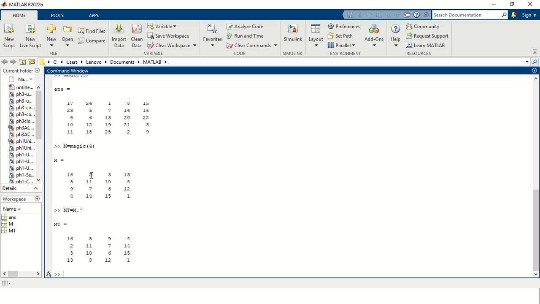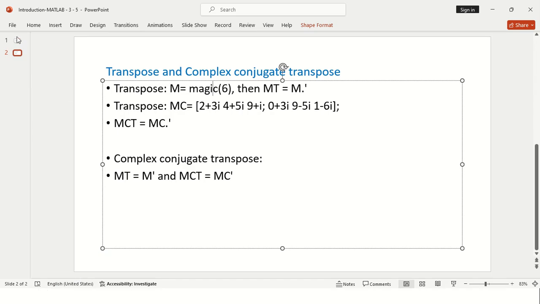See here, 6 2 3 13. Here the column becomes the row and the row becomes the column. That is the transpose: row will become column, column will become row. These values are all integers. There is no complex number, this matrix has all integers. For this integer matrix I have used this transpose function. Okay, I am writing the syntax that we have to use. What is the syntax we have?